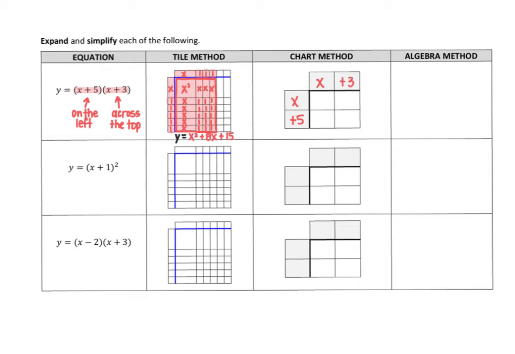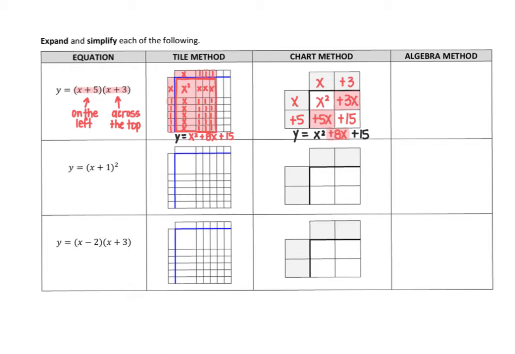As we multiply, x times x will give us x squared, x times 3 will give us 3x, 5 times x will give us 5x, and 5 times 3 will give us 15. We'll finish writing our expanded form by adding together the like terms of 5x and 3x for a total of 8x. Our expanded form will then be y equals x squared plus 8x plus 15. Note that it's the same as when we did it with the tile method.